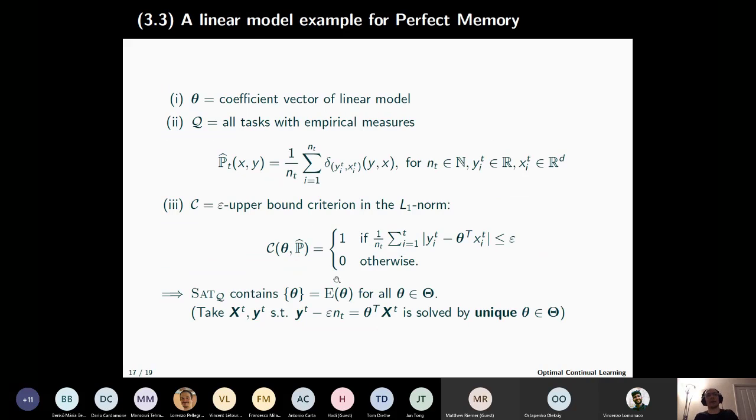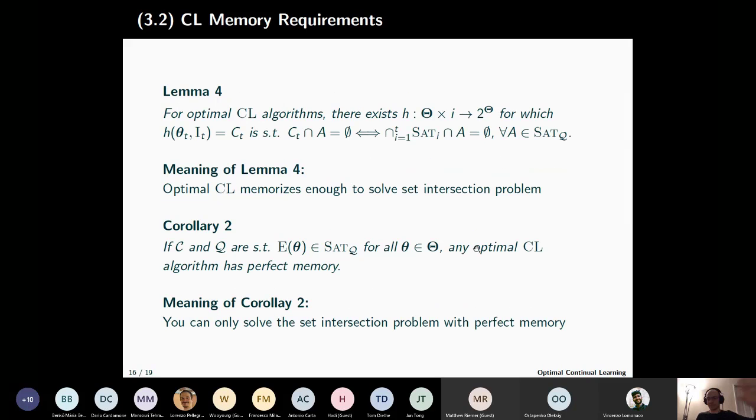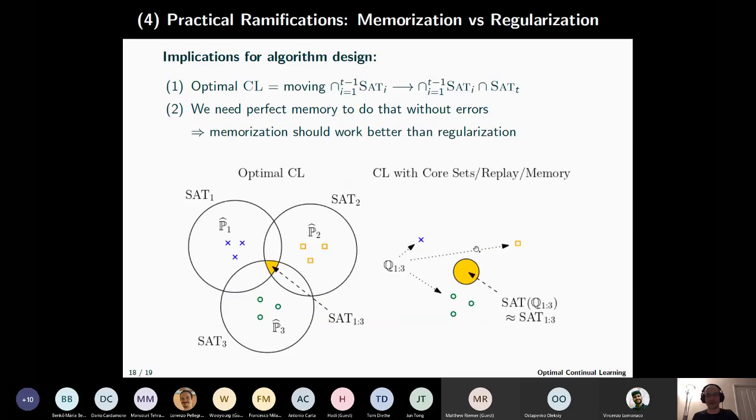And in the case of a linear model, this is the case because you can construct x and y in such a way that there is a unique value theta that solves them without violating the upper bound criteria, which basically tells you you can satisfy this condition. Basically, this is what this does.